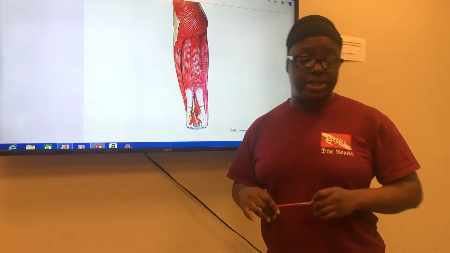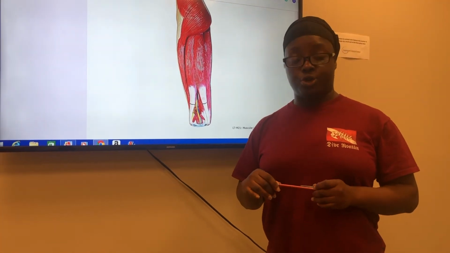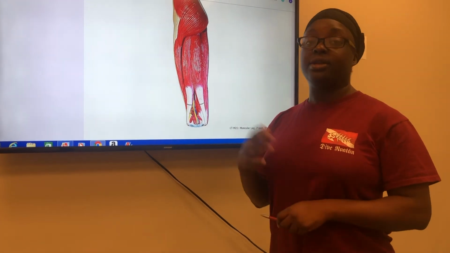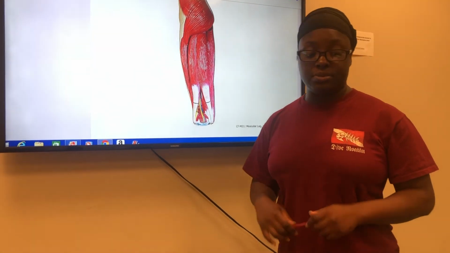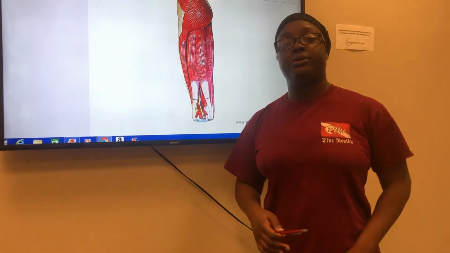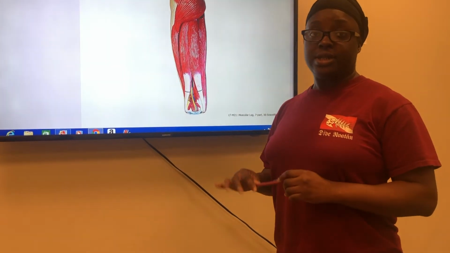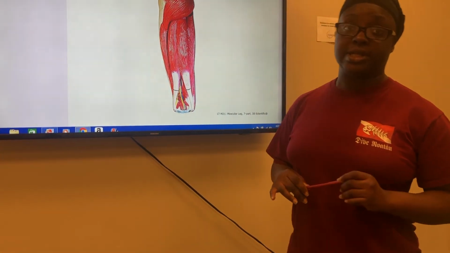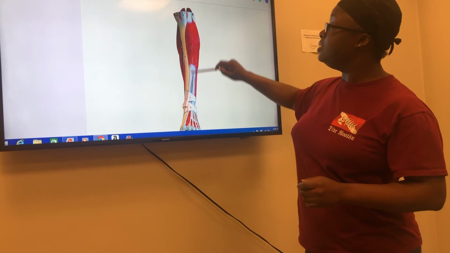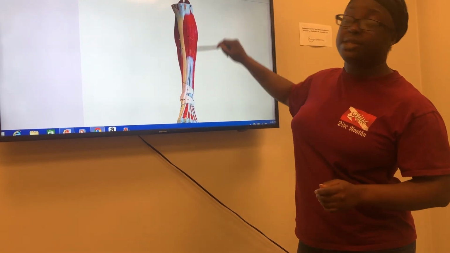The origin is in the ischial tuberosity. The insertion is in the medial condyle of the tibia. The action, it also extends the thigh and flexes the knee, medially rotates the leg, and is also innervated by the sciatic nerve.